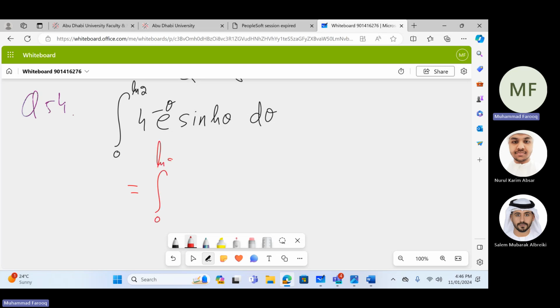You have to memorize. This 4 is a constant, keep it outside. E power minus theta is my question. I want to know what sinh is. E power theta minus e power minus theta, over 2. Very nice. I hope you understand how and when you convert this sinh and cosh in e.